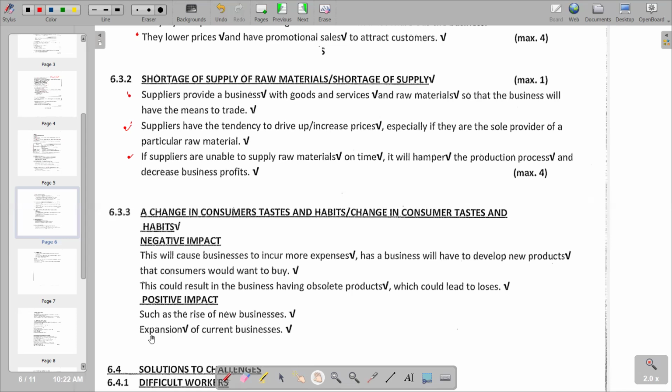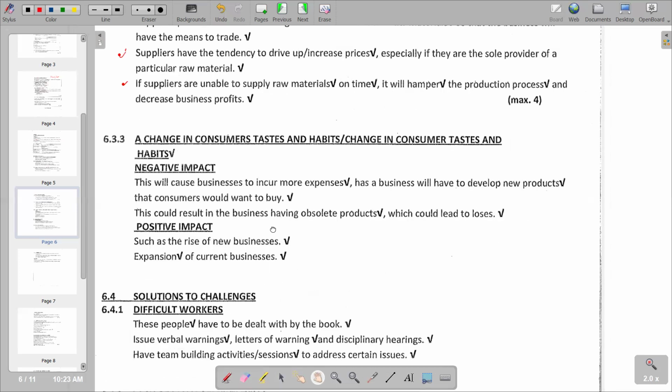Then the next point is expansion of current businesses. The current businesses that have been operating are also going to benefit from the positive change in consumer tastes and habits. The positive consumer tastes and habits mean that the consumers have more taste for the products that are being offered. So basically, that's what we have on the explanation of this 6.3.3.